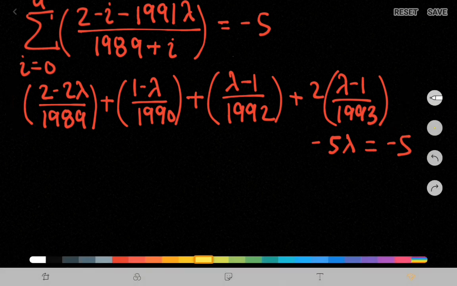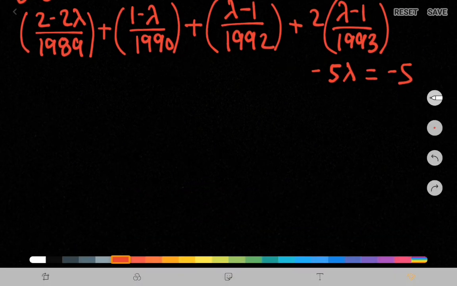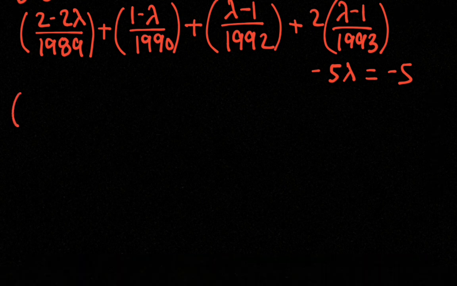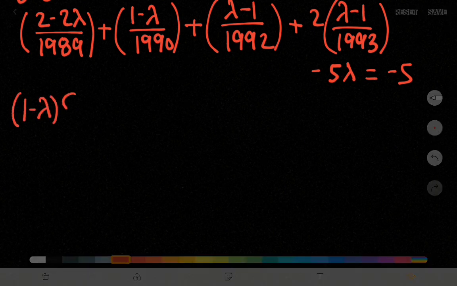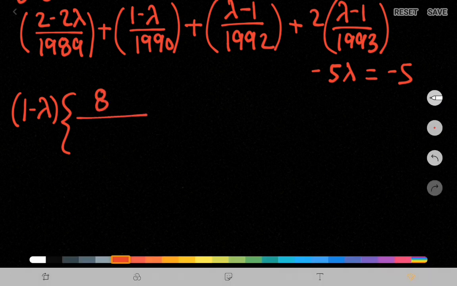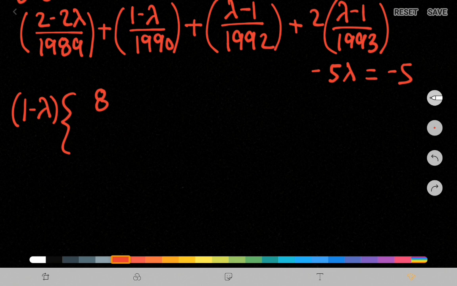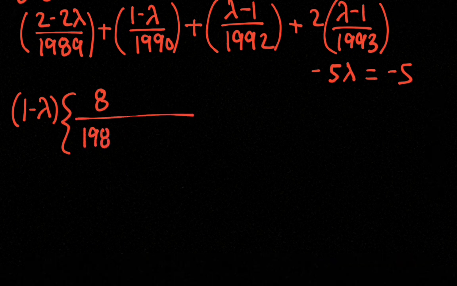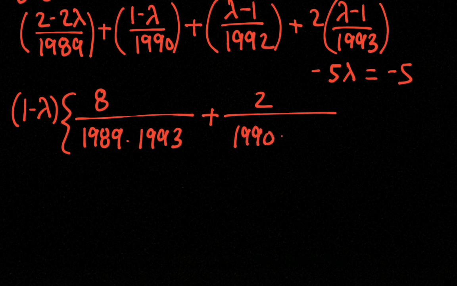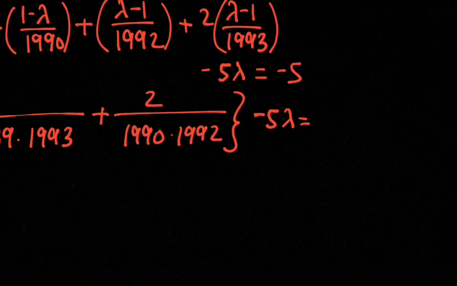Okay, let's take 1 minus lambda common. (1 − lambda) times (8/(1989 times 1993) + 2/(1990 times 1992)) minus 5 lambda equals −5.